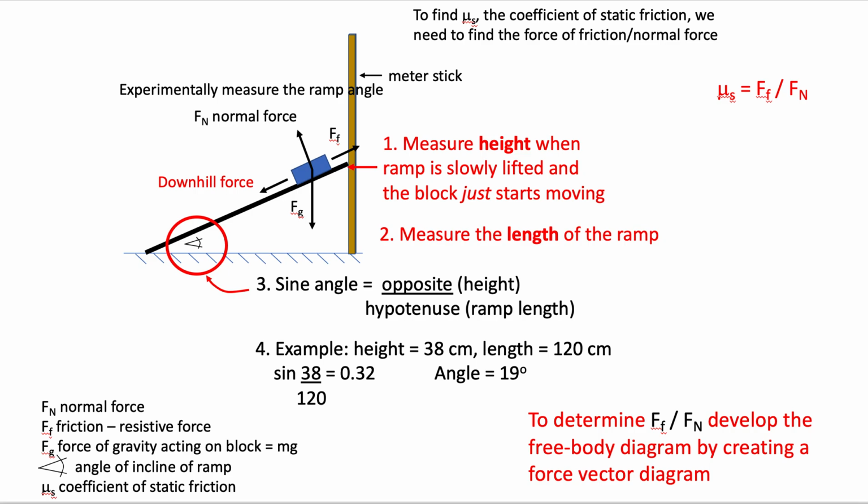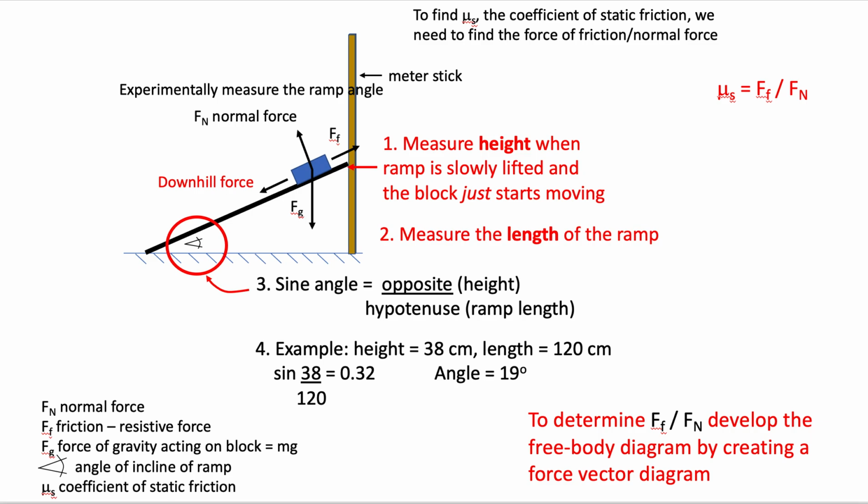and as we do that, we will want to know the angle, and in order to get the angle you will measure the height at which it just starts moving, from the bottom of the ramp down to the horizontal table. And so you now have the height of the ramp, and you can measure the slope from the table up to the point on the meter stick when it just starts moving. And so the sine of the angle is opposite over hypotenuse, and you can work that out. There's an example given here.